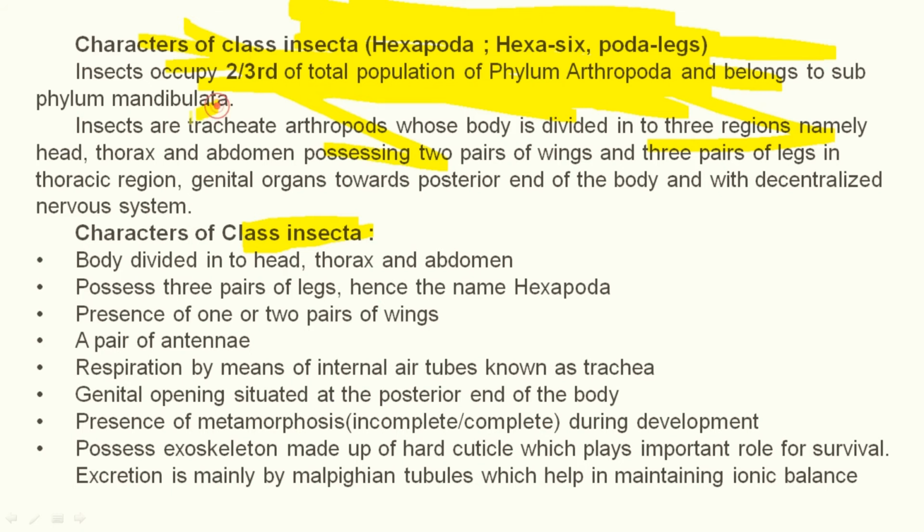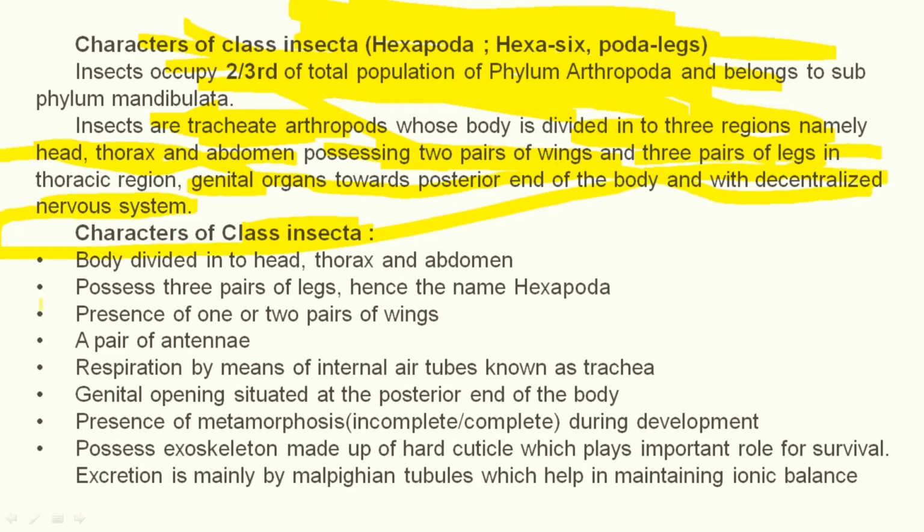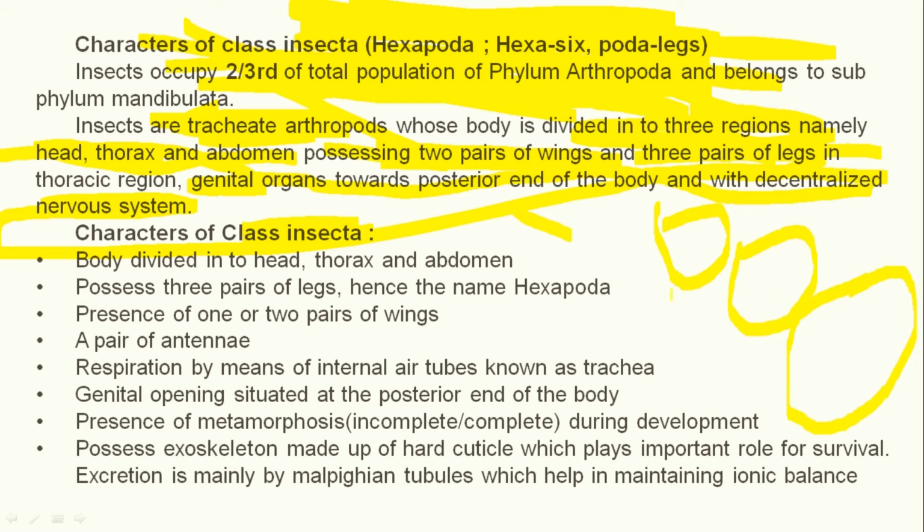Insecta are tracheate. That means through trachea and spiracles they respire, whose body is divided into 3 regions, namely head, thorax and abdomen, possessing 2 pairs of wings and 3 pairs of legs in the thoracic region. And genital organs are towards the posterior end of the body, with a decentralized nervous system. So what are the characters of an insect, the class Insecta? First one is the body is divided into 3 segments.